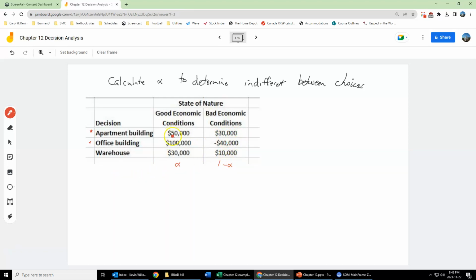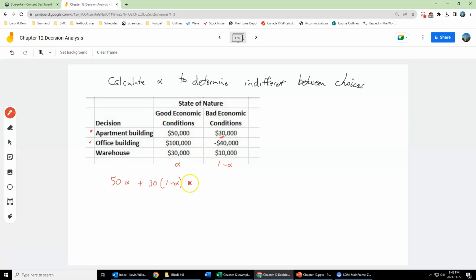If we take the office building, 50,000 times alpha, plus 30,000, this value here, times 1 minus alpha. This is similar to what we did when we used 0.4 for that level of optimism. We'd go 50,000 times 0.4, and then 30,000 times 0.6. We're now just using these variables in there.